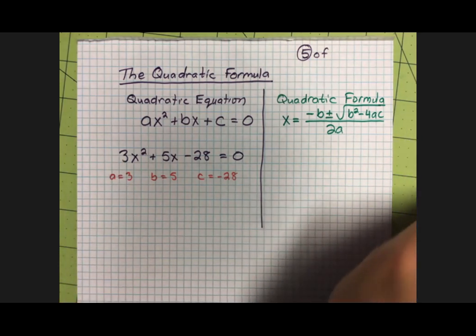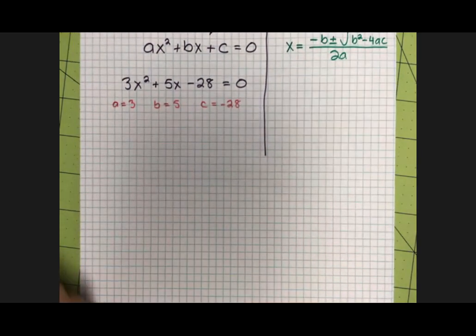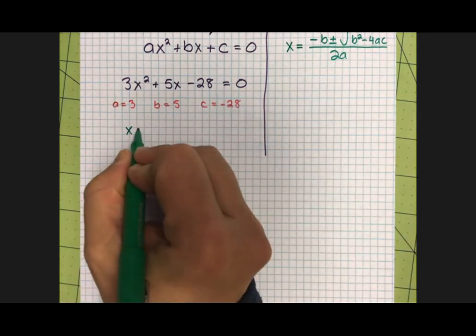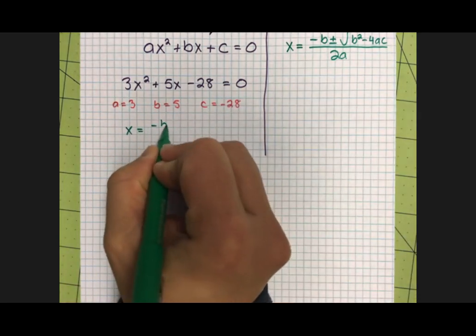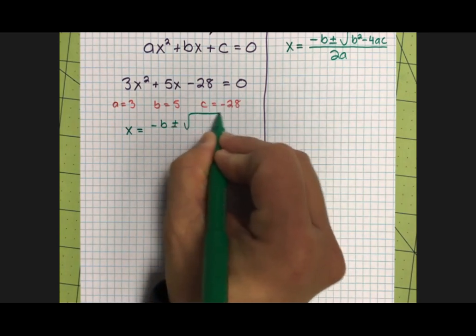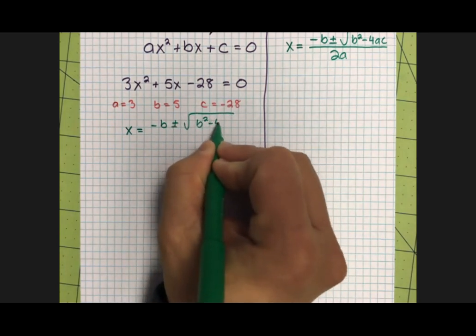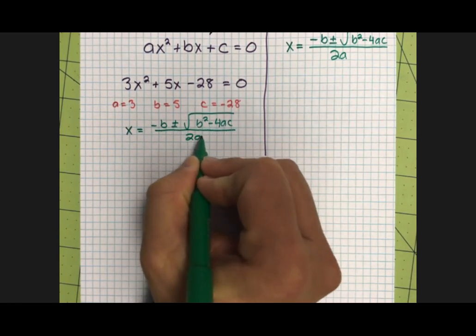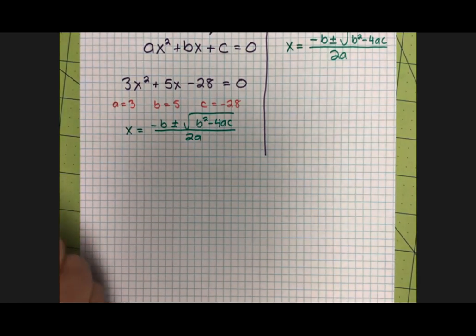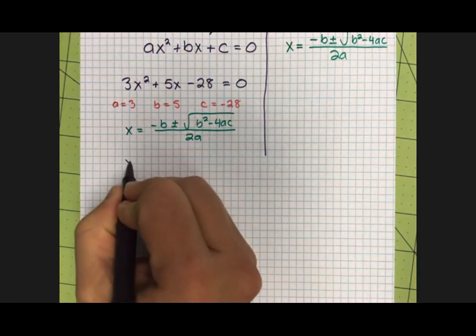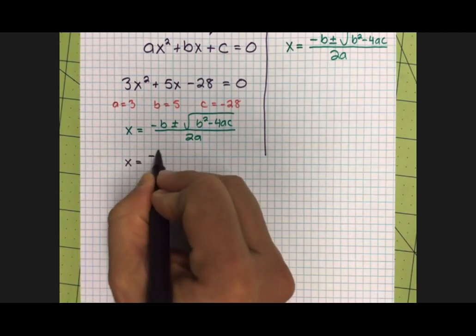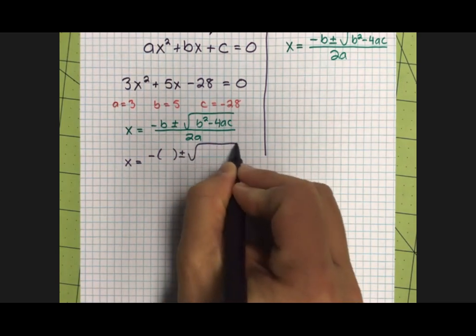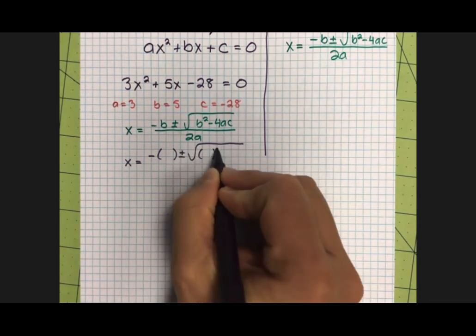Step number 2, and I'm going to overwrite here. Step number 2 is I write the quadratic formula on my paper, just so I practice remembering it. Again, this is what I do. Step number 3 is I rewrite this. Just leave parentheses in place of every number I'm going to insert.